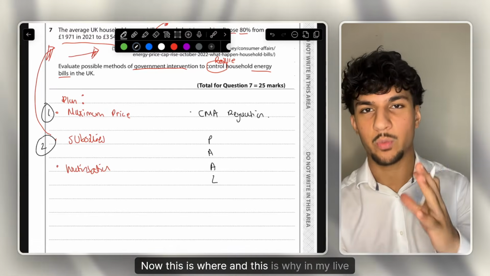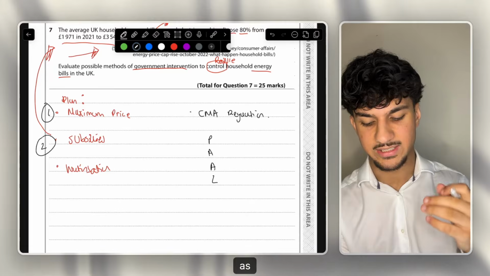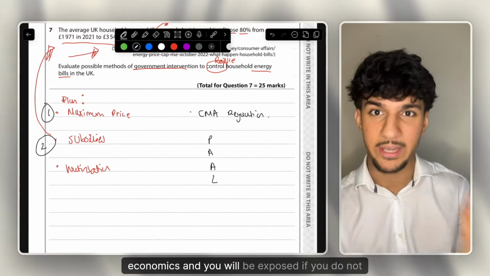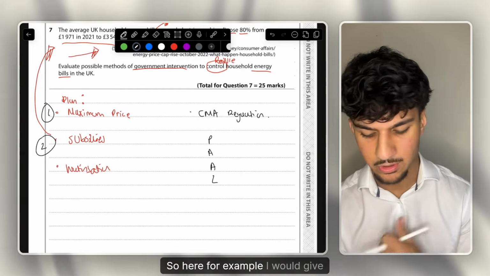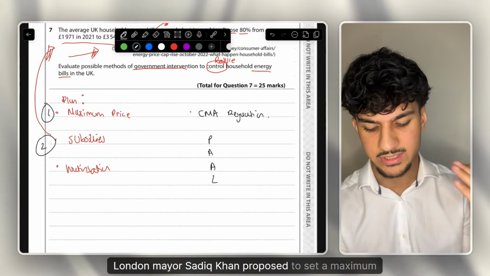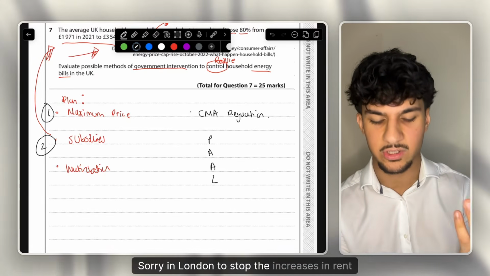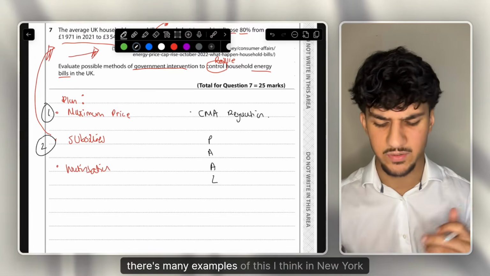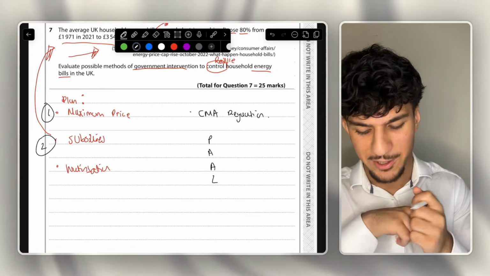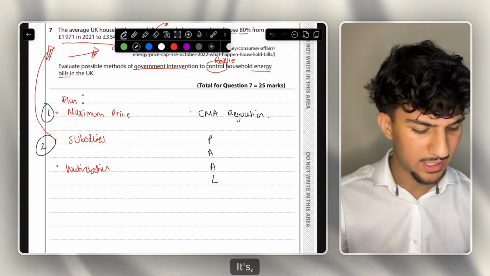Now this is why in my live classes I emphasise and teach as much real world application as possible, especially for these 25 mark questions. You need to have an appreciation of the real world of economics, and you will be exposed if you do not know any examples. So here, for example, I would say that in 2022 the London Mayor Sadiq Khan proposed to set a maximum price on rent in London, to stop the increases in rent prices. There are many examples of this. I think in New York, the mayor also set a maximum price on rent, but the one in the UK actually never happened. It was just proposed.